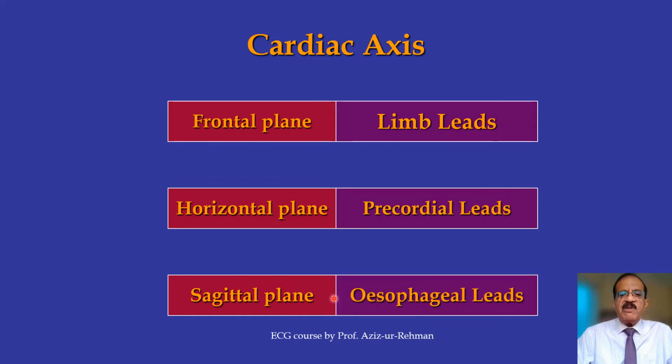Sagittal plane would be represented by esophageal leads. Now that is not used in normal clinical practice, but in experimental labs they may be used, because the esophagus happens to pass just behind our heart in a curved fashion. So if you place different electrodes in the esophagus, they would represent a sagittal plane. That is of course not important for routine clinical practice. It might be important if you want to determine the loop, the axis in all three dimensions, but not in our routine clinical practice. So we will be concentrating on the frontal plane and limb leads.